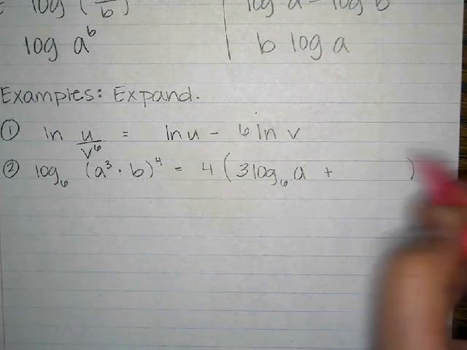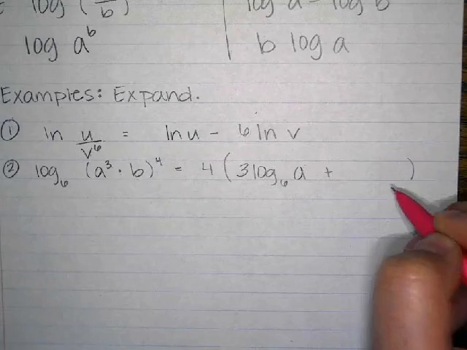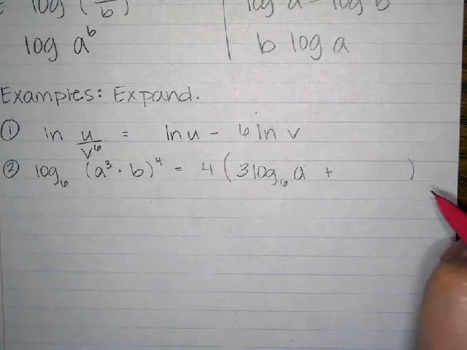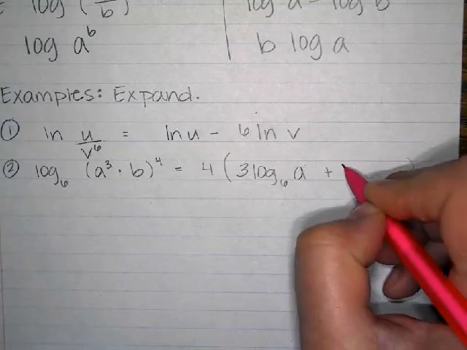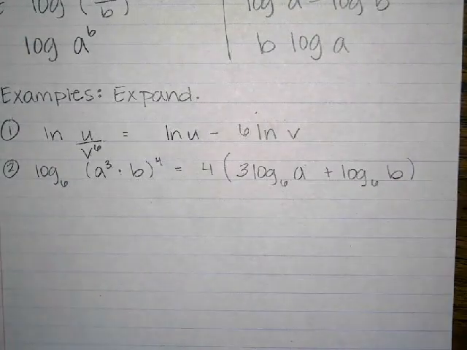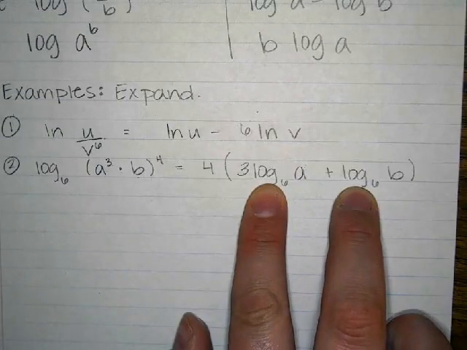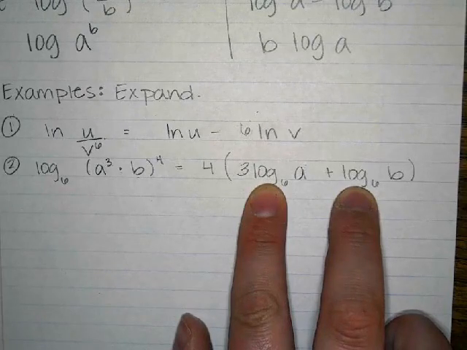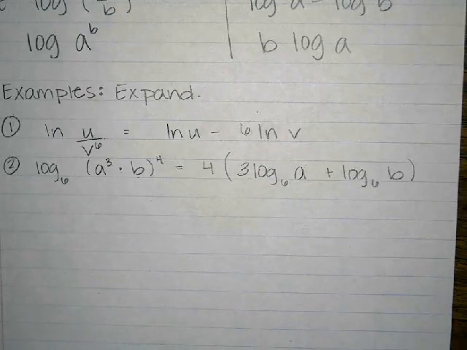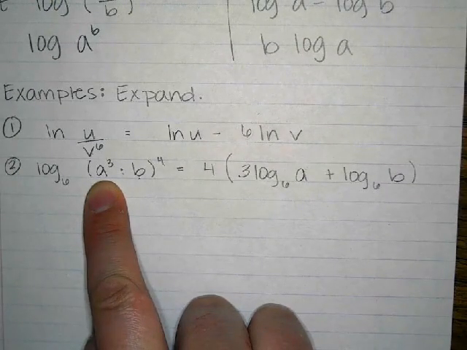Log base 6 of B. So I wrote the 3 twice. I made sure that none of my exponents looked like exponents. I brought them to the front. The alternative for this one would have been to write log base 6 of A plus log base 6 of A plus log base 6 of A, and then plus log base 6 of B. So that would have not been fun. So instead, I just said there's 3 of them. Okay.